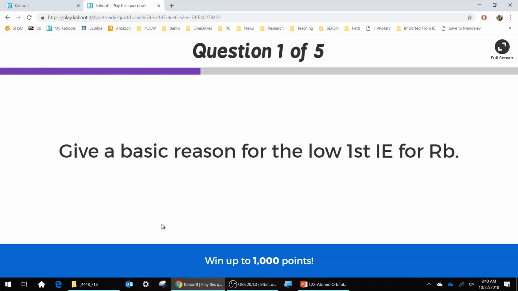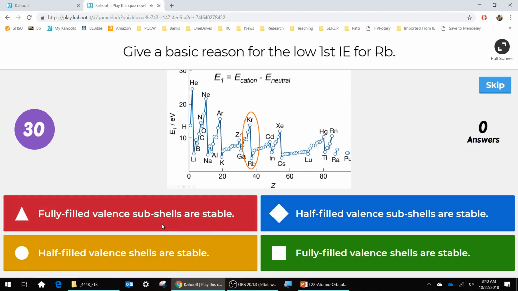So give a basic reason for the low first ionization energy for rubidium. The red is fully filled valence subshells are stable. Blue is half-filled valence subshells are stable. The orange is half-filled valence shells are stable, and then the green is fully filled valence shells are stable. So all of them are valence. So you're really just looking at between subshells or shells.